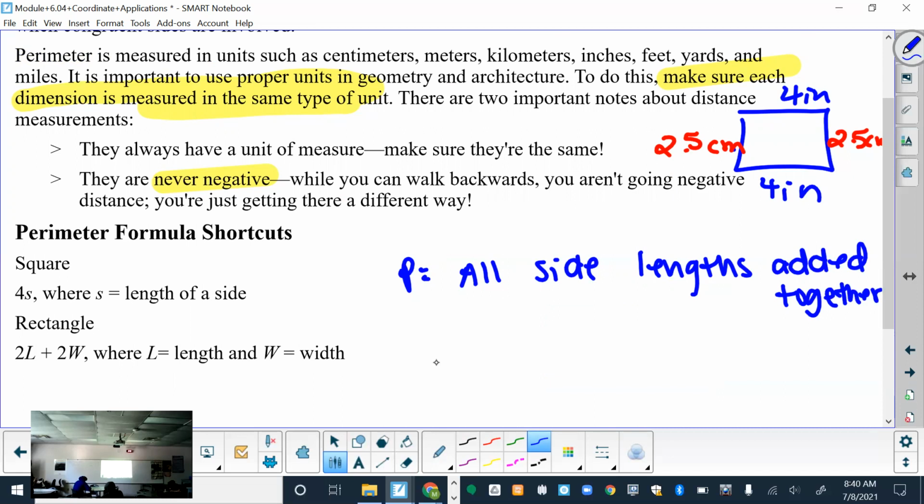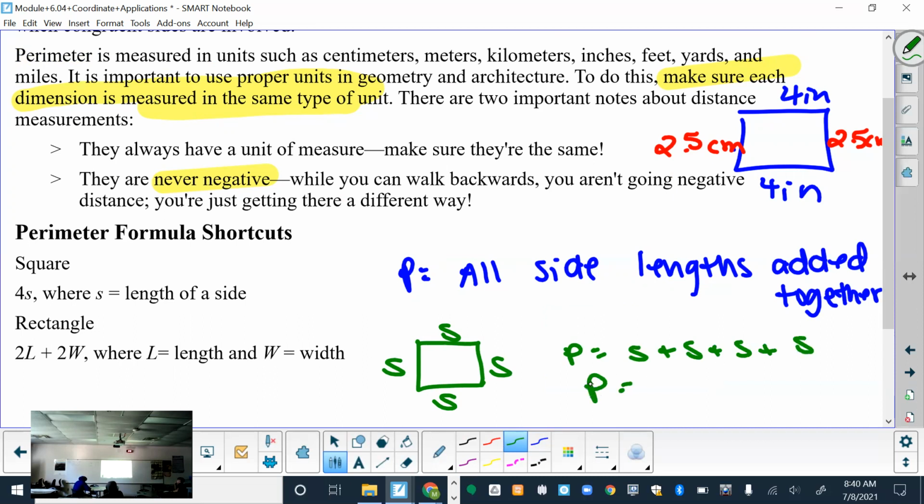But since we know things about squares, for example, what's unique about squares? Each side is the same. So if I measure it as S on each side, I could do perimeter equals S plus S plus S plus S, or what's a shorthand of that? S, not to the power of 4, but times 4, right? Because multiplication is just adding the same thing a bunch of times. So if you want to do that for squares, probably a little easier.